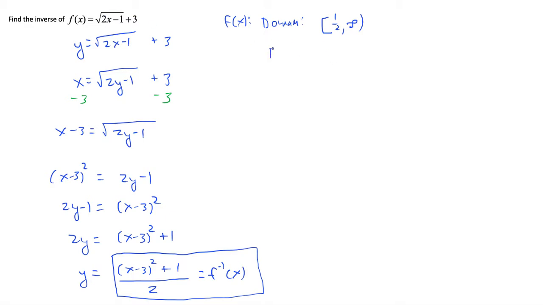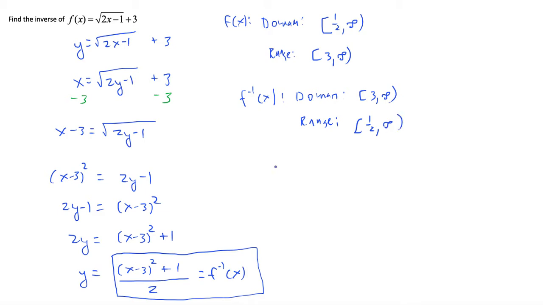The range of this function is going to be 3 to infinity, because of this plus 3. This essentially shifts up 3 units, and that'll be the range. So what does that mean for the inverse function? For the inverse function, the domain should be 3 to infinity, and the range should be switched. It should be 1/2 to infinity.